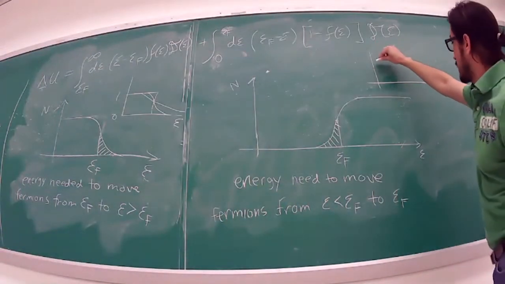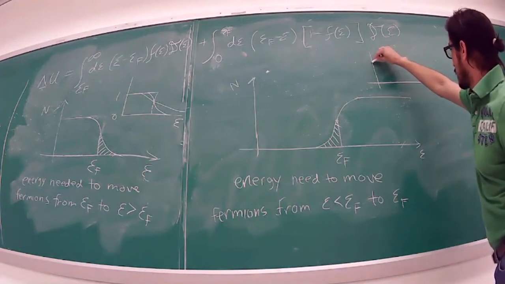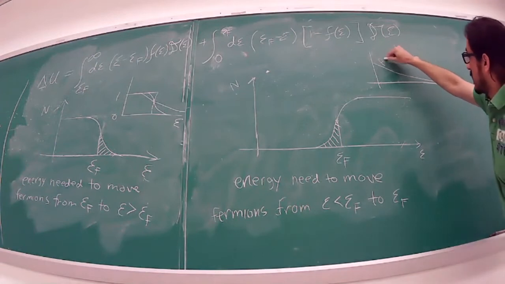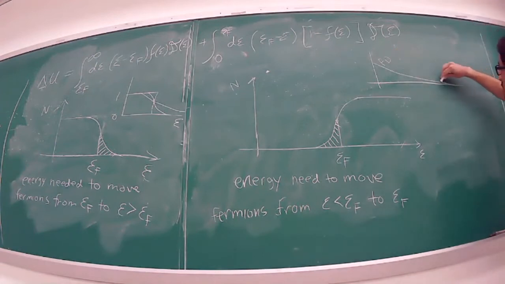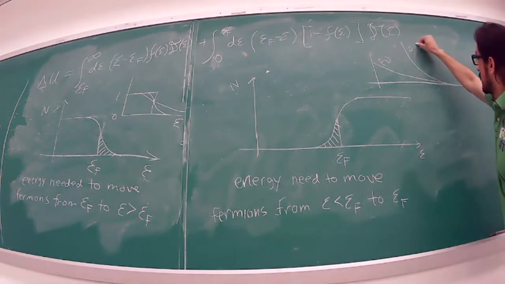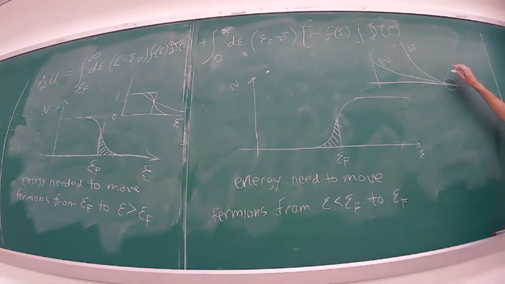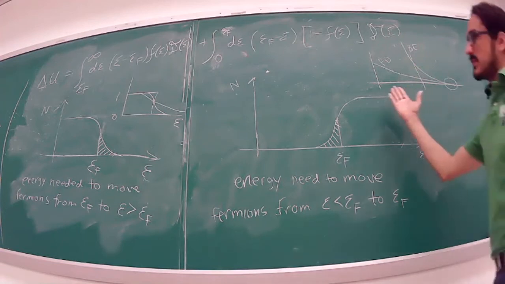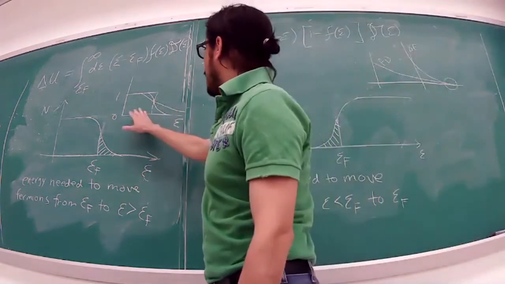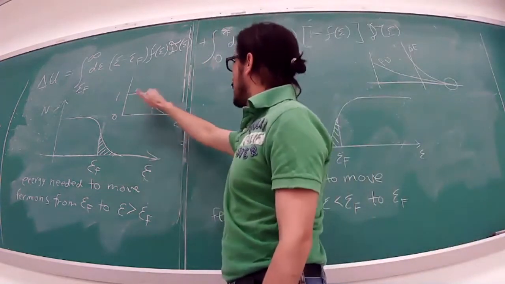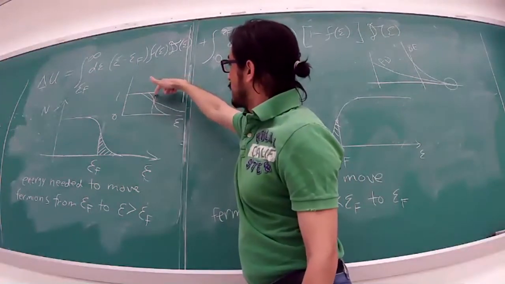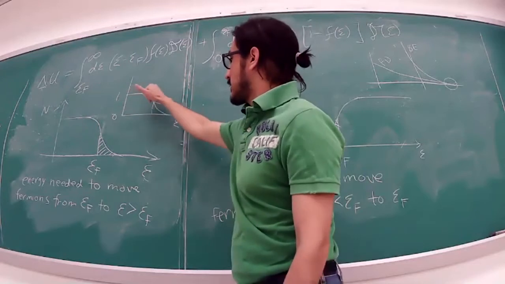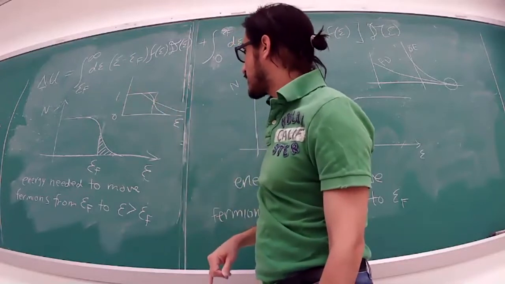A very high limit. Einstein. This is the limit. When you increase the temperature, the distribution starts to look smoother, not just a step function anymore.